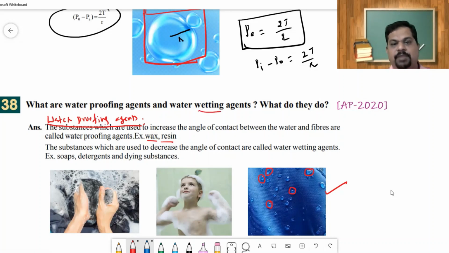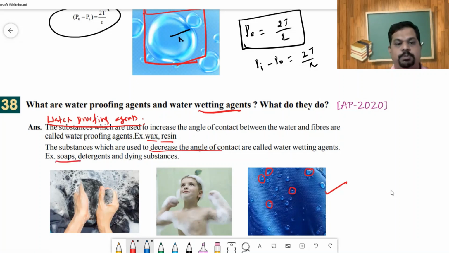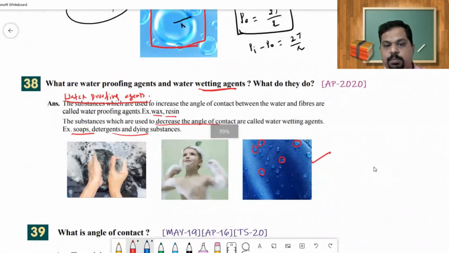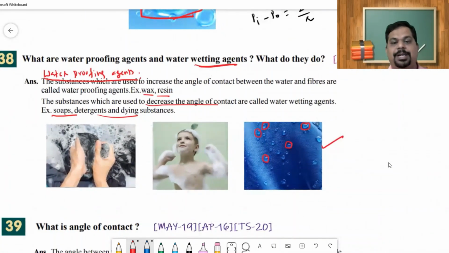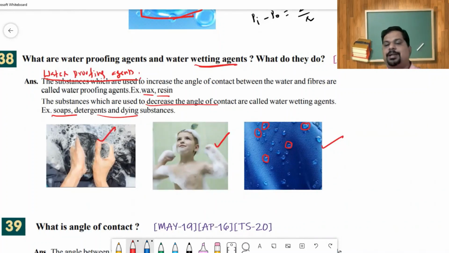Next one, water wetting agents. The substances that are used to decrease the angle of contact are called water wetting agents: soaps, detergents, and dyeing agents. See, for example, in order to take a bath, we always use soap. So soaps will decrease the angle of contact. And to wash clothes we use detergents.